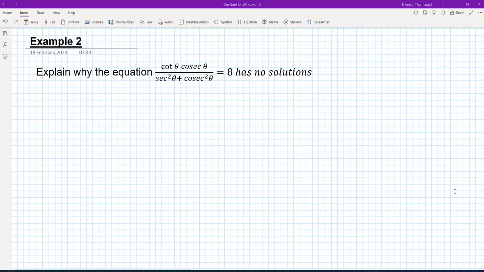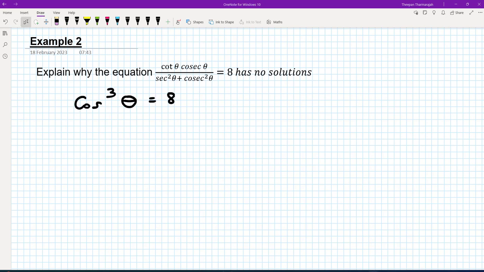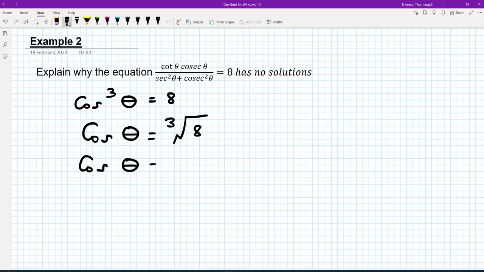In the previous example, we just showed that this identity was identical to cos cubed theta. So we need to show why this identity equal to 8 has no solutions. So we showed that this was identical to cos cubed theta. So cos cubed theta equals 8. So if we were to cube root that, we would get cos theta is equal to 2.